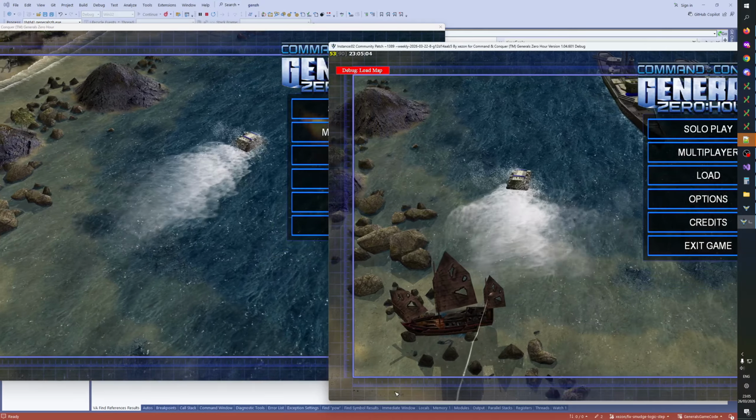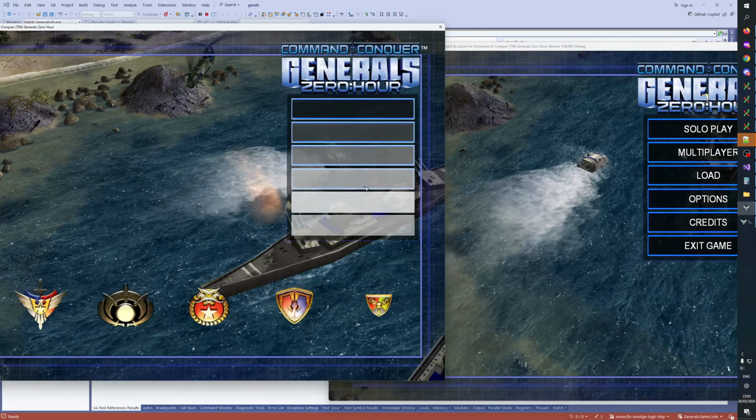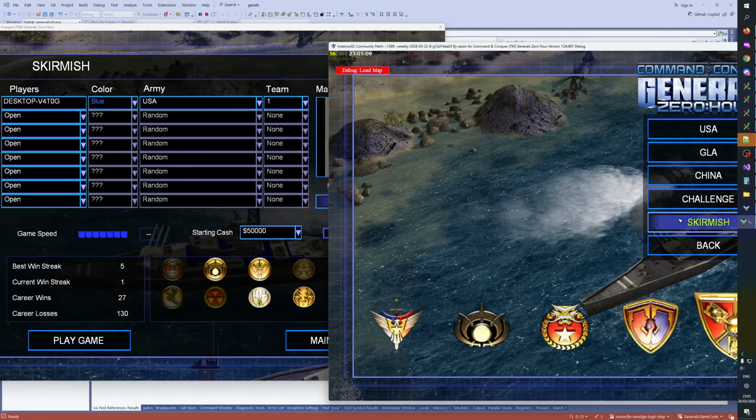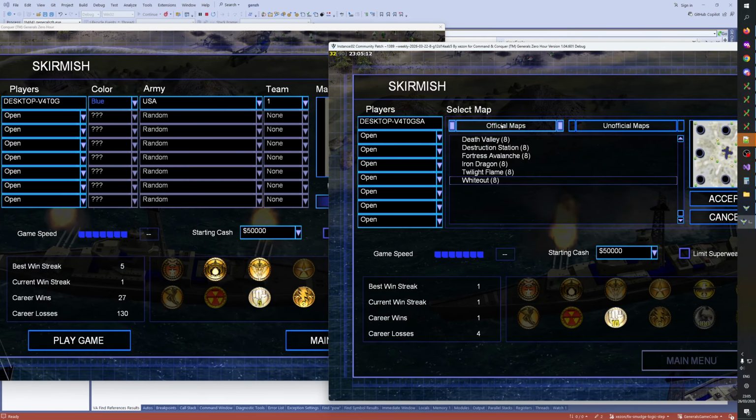Yeah. Okay, let's load into a mission. Maybe that will be more revealing.